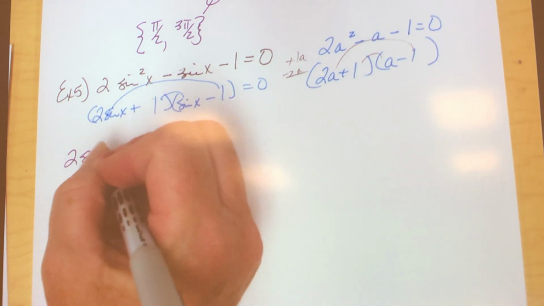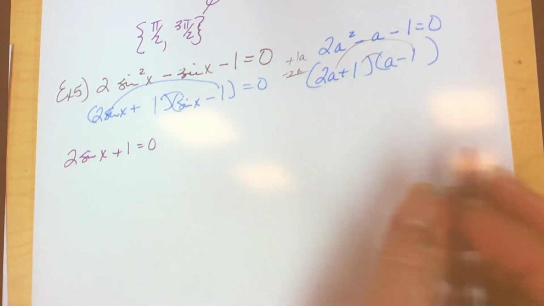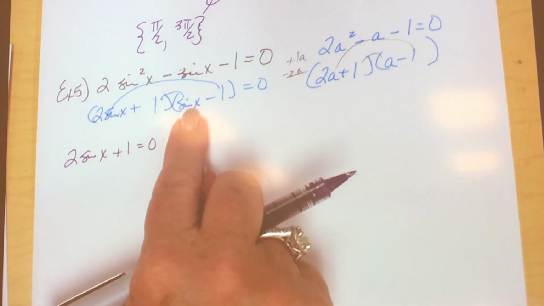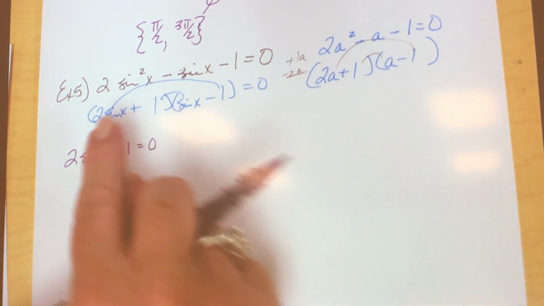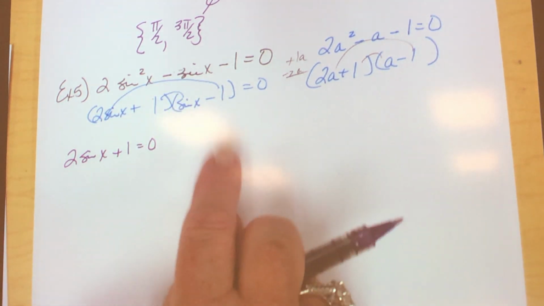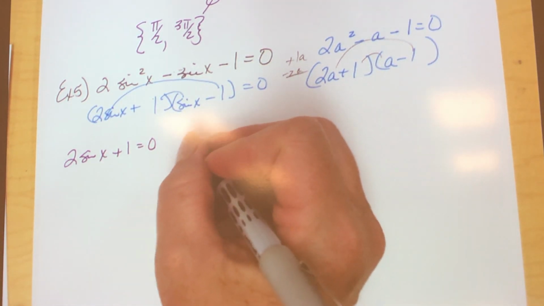The first one has 2 sine squared, but when I multiply 2 sine by sine, I get 2 sine squared, but then there's another sine x. Yeah, because the inners and outers give you the middle. Okay, got it, sorry. That's okay.